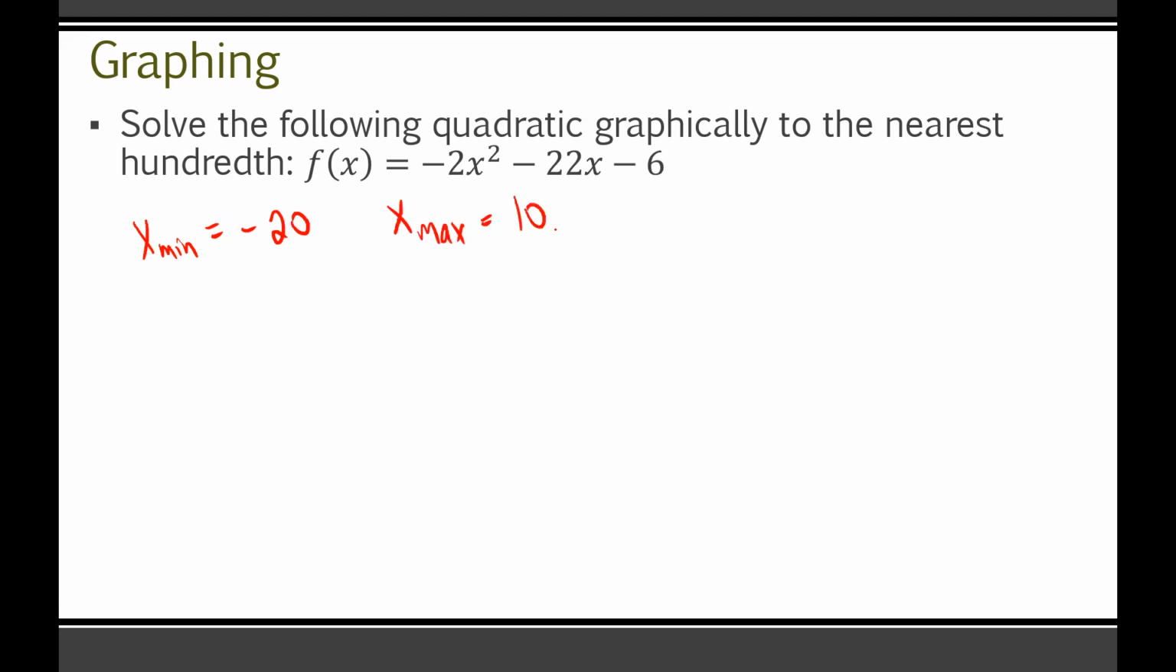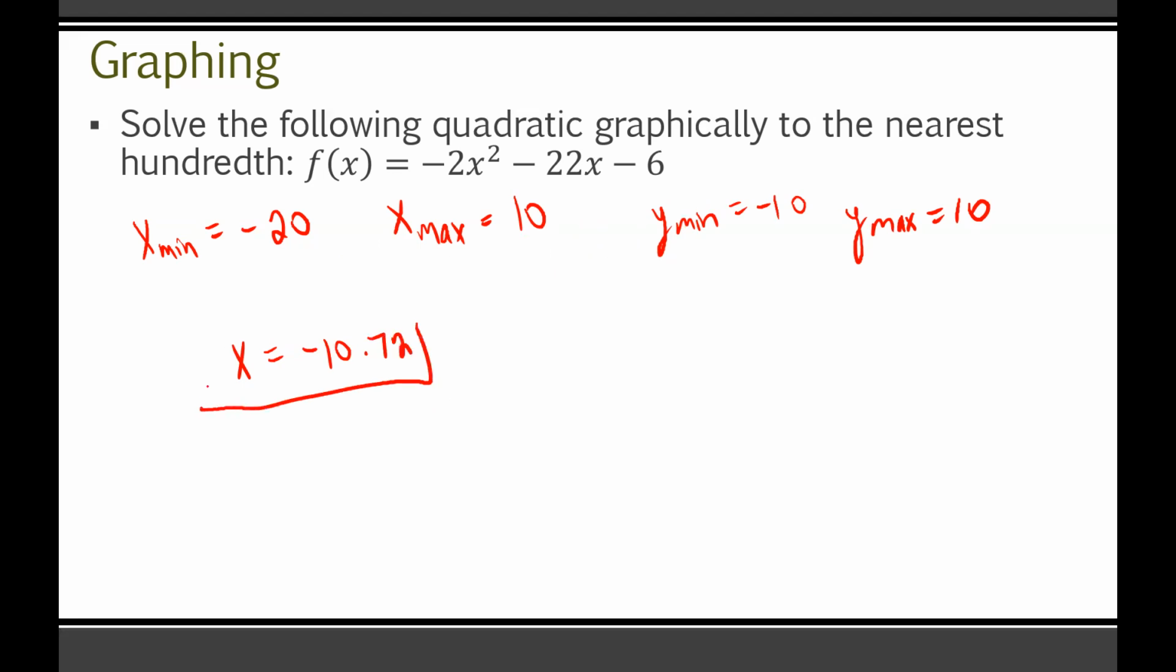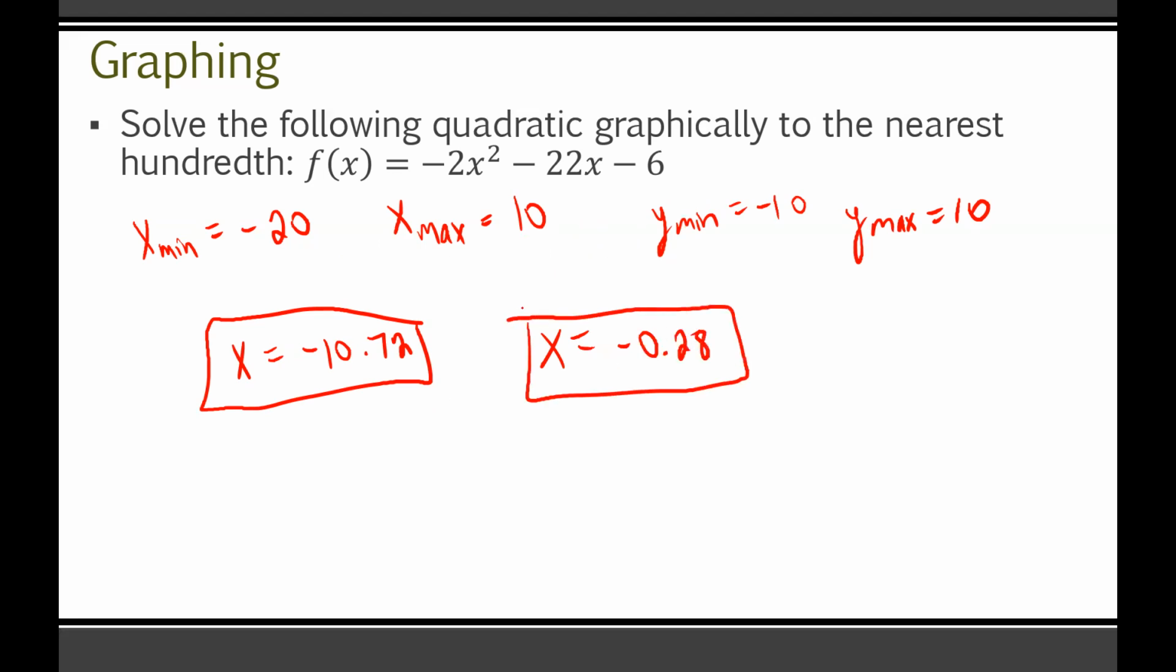I just kept it as 10, I should say. I just left it at 10. Anyway, when I changed my window on that, I still left y min as being the standard -10 and y max as still being the standard +10. When I actually graphed this with this new window, what I found was I had two x-intercepts that were clearly visible within that window. The first one, the one on the left, I should say, is x equals, to the nearest hundredth, -10.72. And then the one on the right was x equals -0.28. So again, I just had to slightly change my window in order to see these.